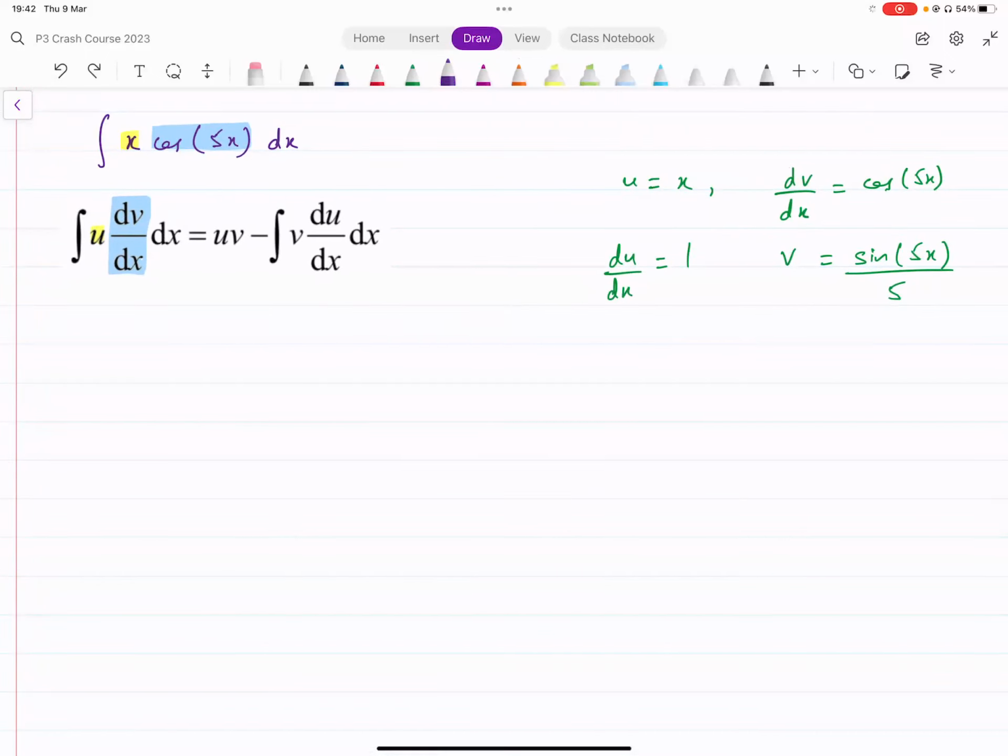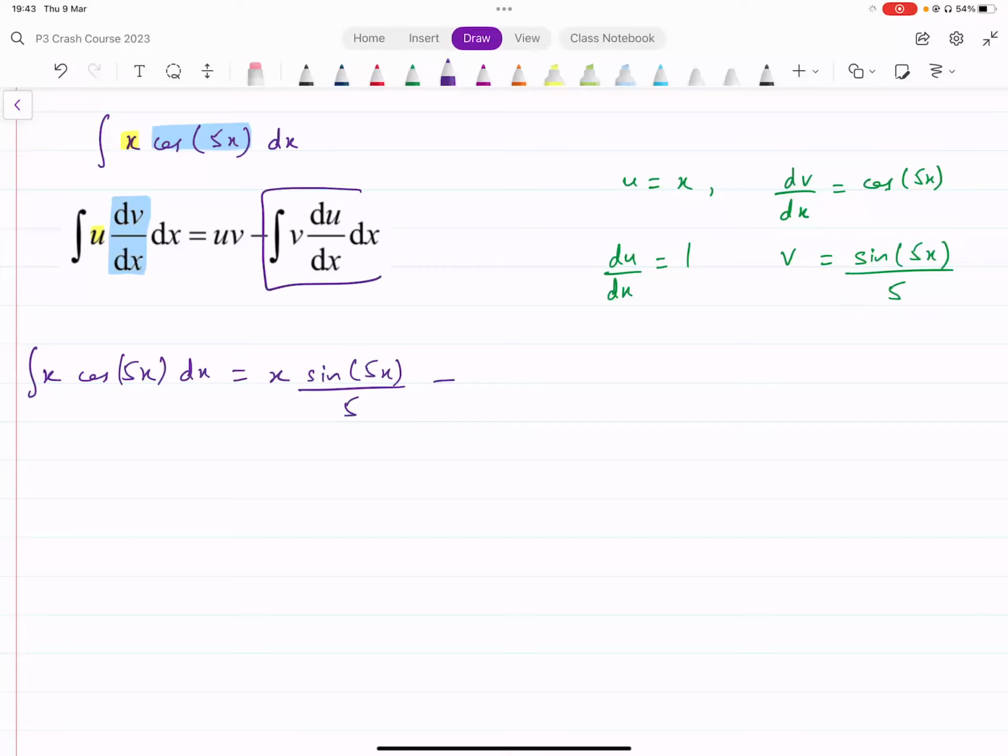The integration that we want to do looks like this: x into cos of 5x with respect to x. This is what we want to integrate. What is this integral going to be? u into v. What's u? u is x. Let's write that here. Into v. v is sine 5x over 5. Let's write that here as well. Sine of 5x over 5.